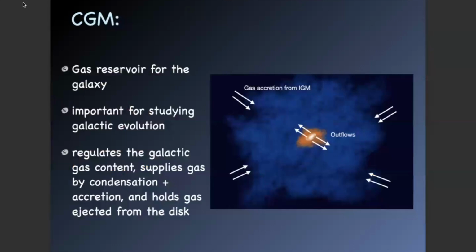So what is CGM or the circumgalactic medium? The galaxies are surrounded by this vast reservoir of gas, which we call the circumgalactic medium. It is important to study CGM in order to understand galaxy evolution because it contains the accreted gas from the intergalactic medium, which is a fuel for the star formation. The intergalactic medium is the space between the two galaxies. The CGM also contains the outflowing gas which is ejected from the stellar activities or the supermassive black hole activity.